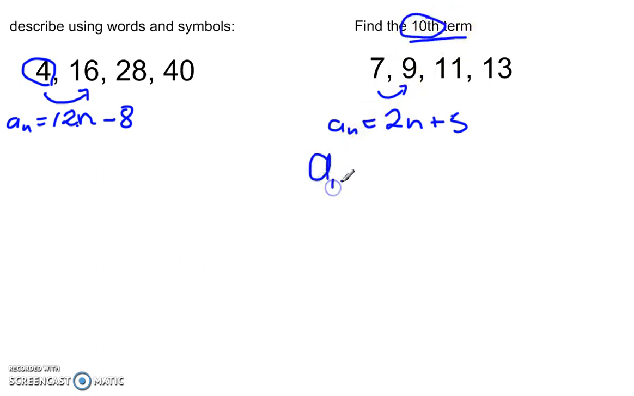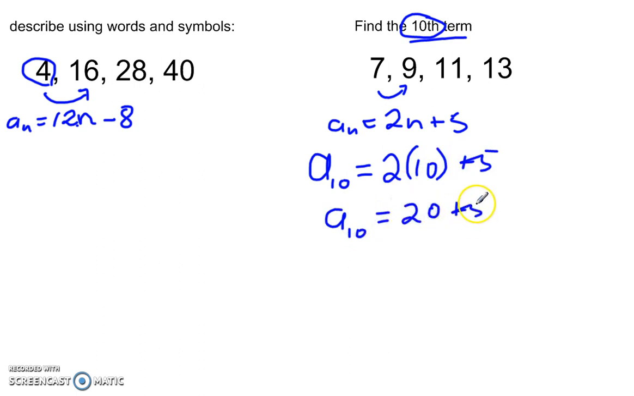So that is a of 10 is equal to 2 times 10 plus 5. So a of 10 is 20 plus 5. And that gives me, for the 10th term, 25. It's that easy, ladies and gentlemen.